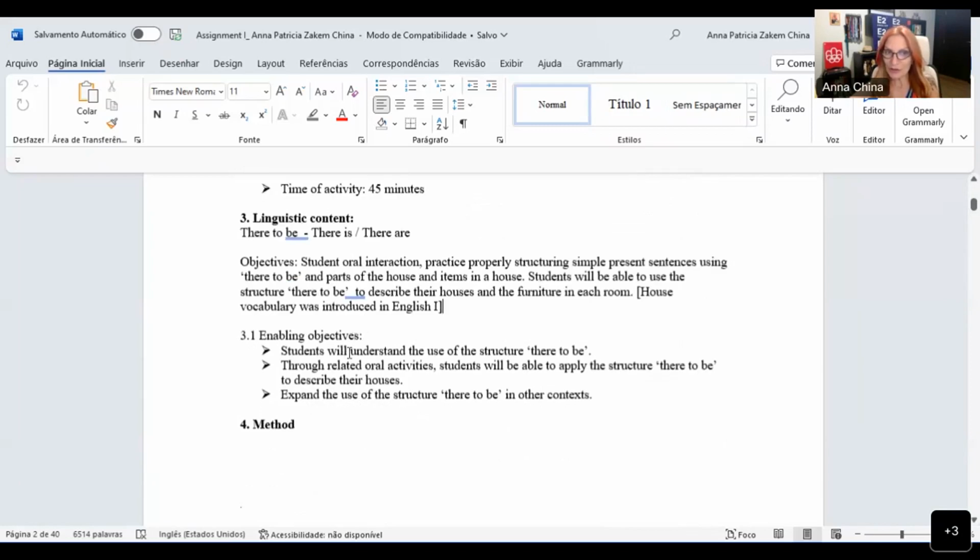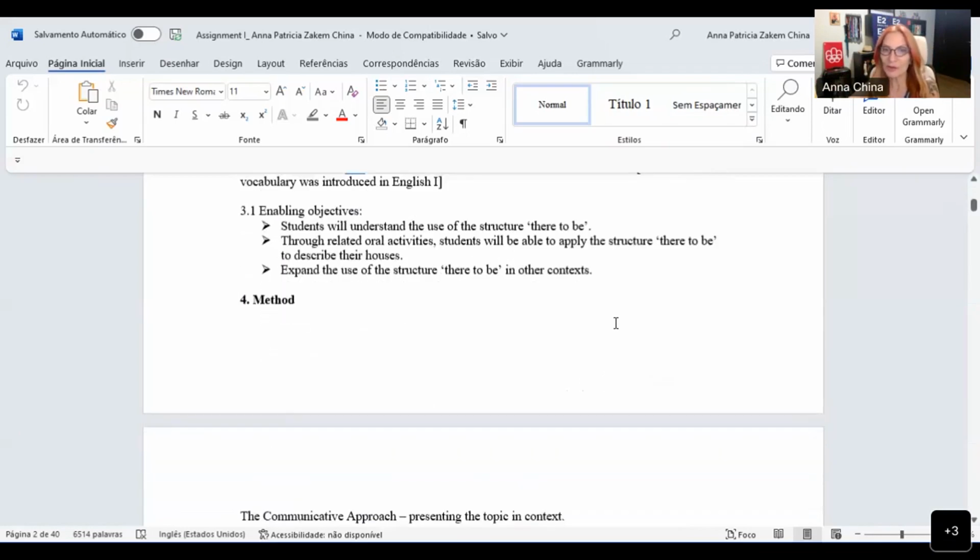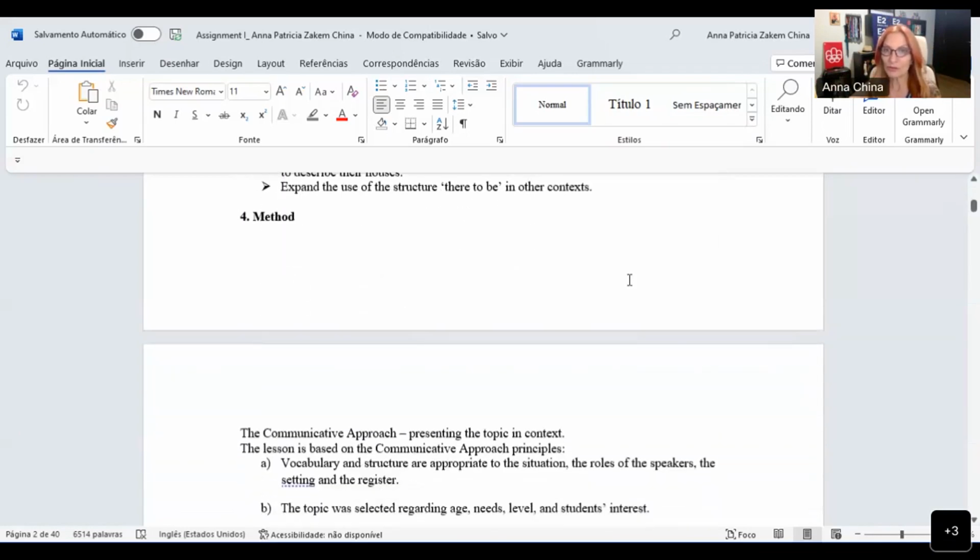Enabling objectives: students will understand the use. Through related oral activities, students will be able to apply the structure and expand the use of the structure there to be in other contexts, which will come in the next lesson, when they're going to be working with graphs. So I always try to make the content, this is English 3, when they go to English 4, I will show you the next activity for English 4, they will also use the same structure. So kind of reusing structures that were taught.